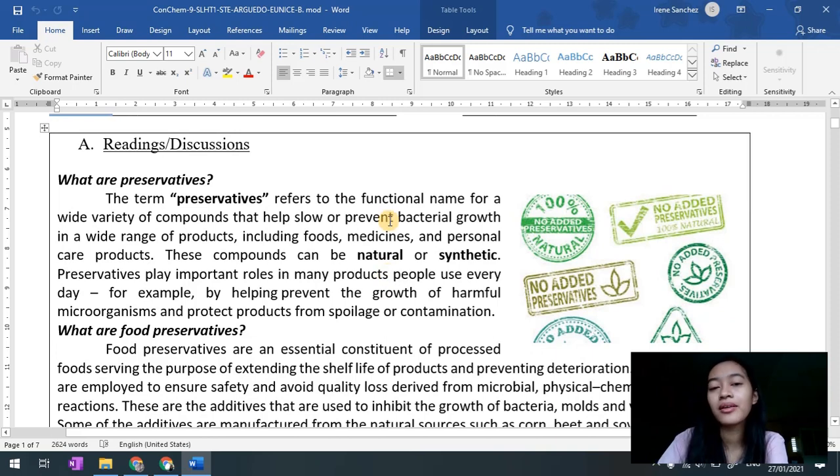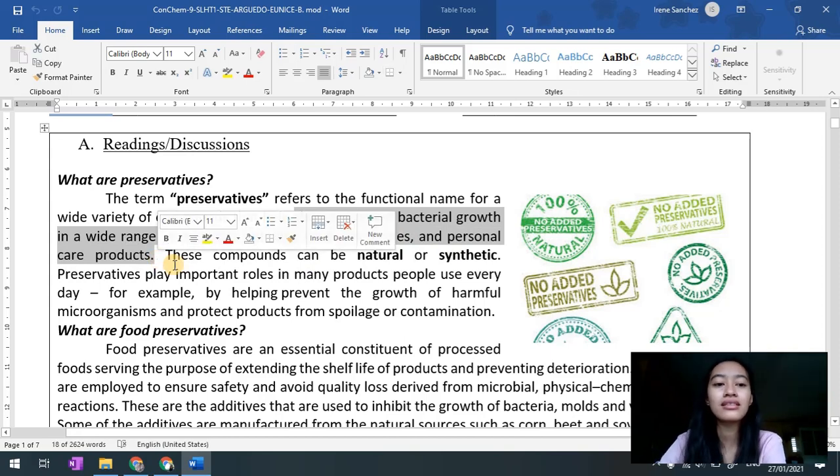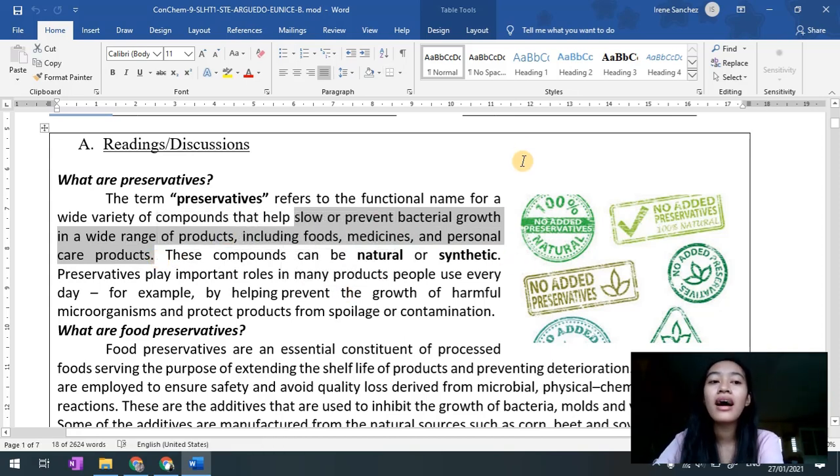So, main topic: preservatives. What are preservatives? The term preservatives refers to the functional name for a variety of compounds. It's a variety of compounds that help slow or prevent bacterial growth on a wide range of products, including foods, medicine, and personal care products. All of these items that we have at home have a certain kind of preservative that is used to increase their usage or shelf life.